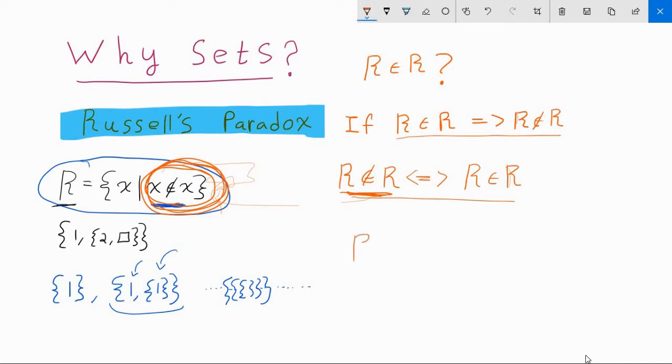We now have a problem because this is equivalent to saying that the set R must not contain itself and it must contain itself simultaneously. So this can't possibly be true. First off, this seems frightening for all of mathematics because somehow we've logically derived some sort of contradiction. We've exposed a hole, a paradox in the logic of mathematics itself.